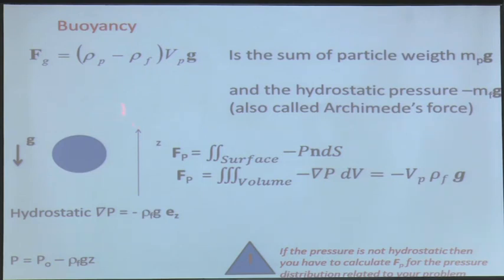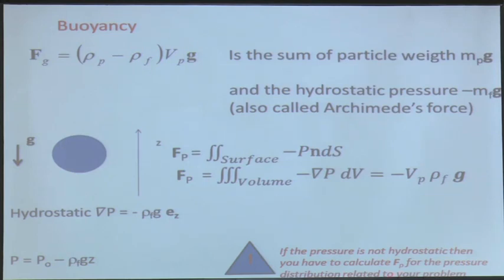And you see that if rho_p is larger than rho_f, it will be along the g direction, so the particle is going to settle. If rho_p, like for a gas bubble, is almost 0, it will push the particle upwards, and then it will rise under gravity.